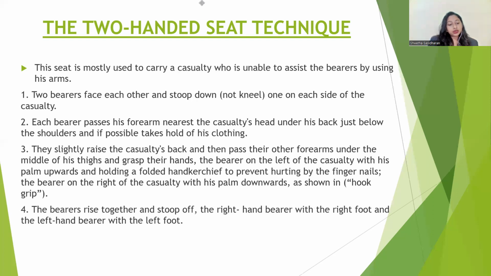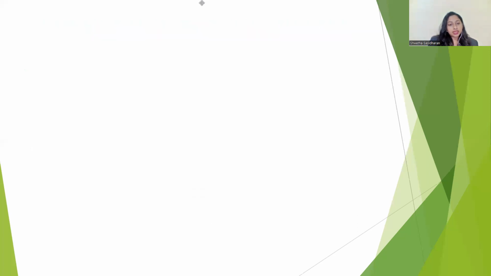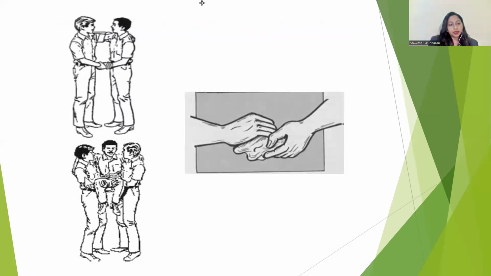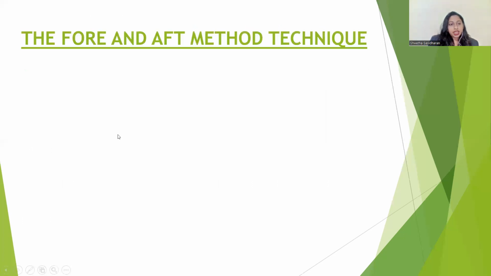The bearers rise together and step off, the right-hand bearer with the right foot and the left-hand bearer with the left foot. The bearers walk with the cross over step, not the side step, somewhat in this way. It will be the same as the seat one, but not together, as they try to form a chair kind of situation here.